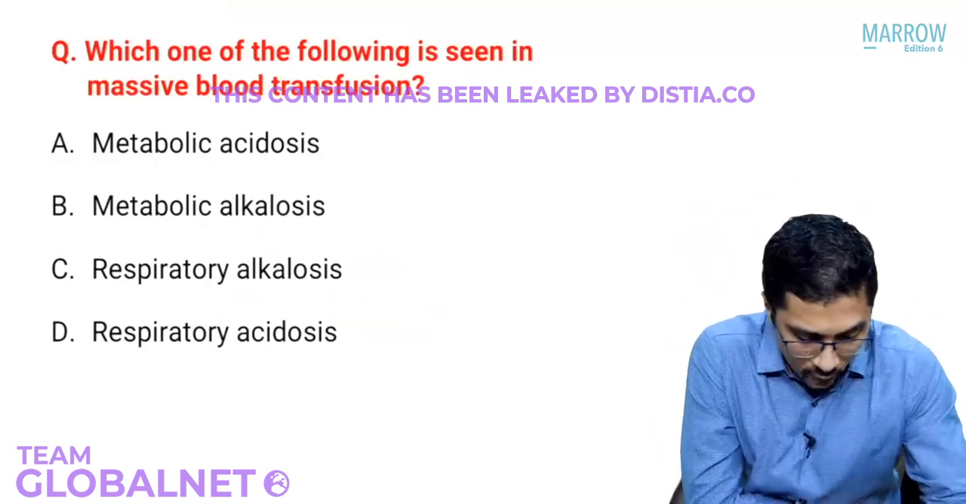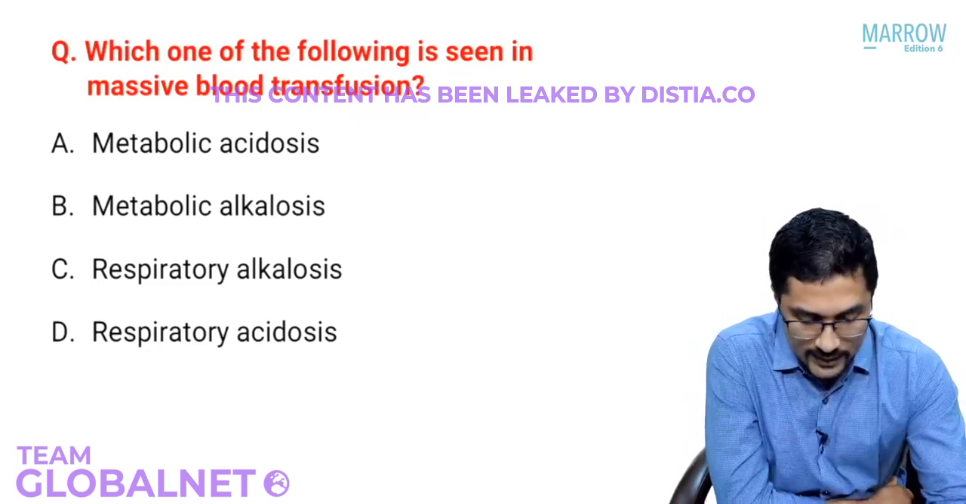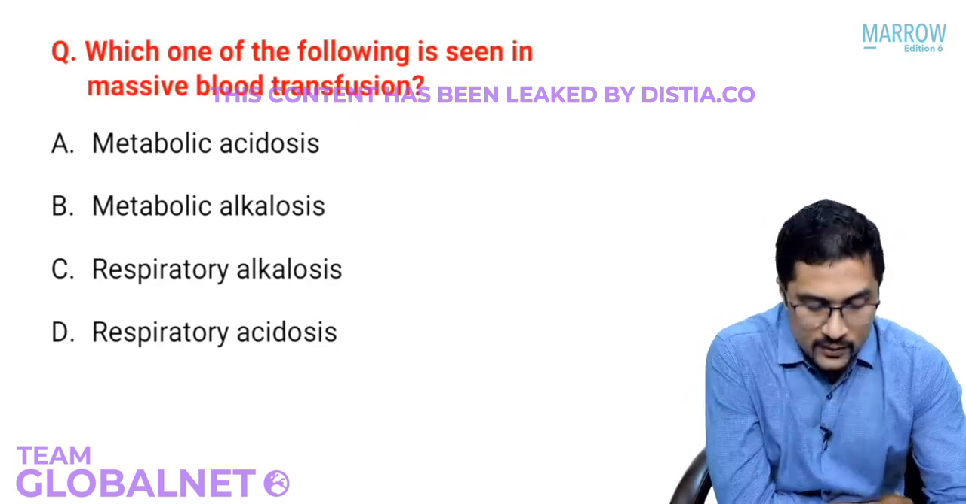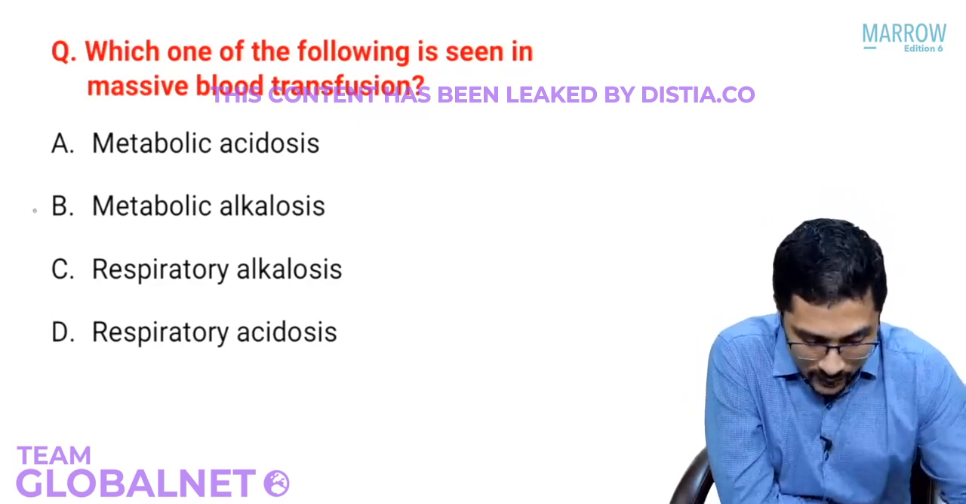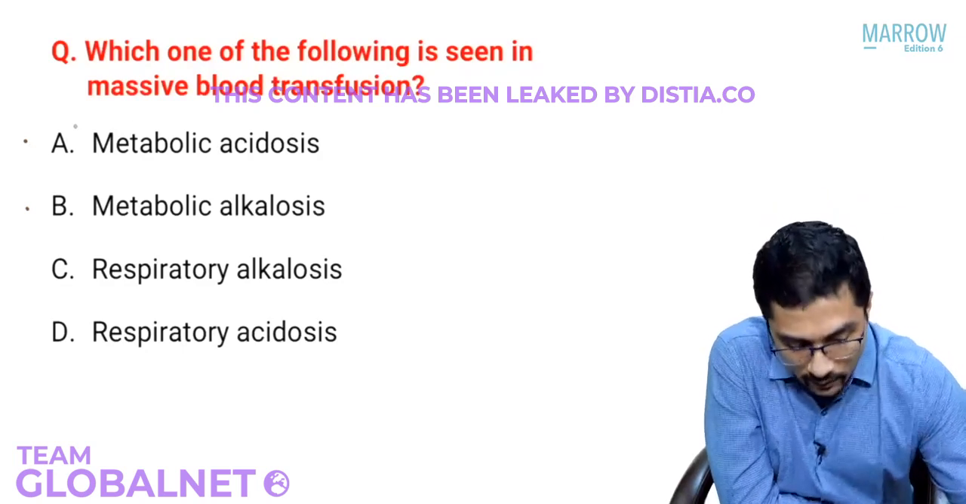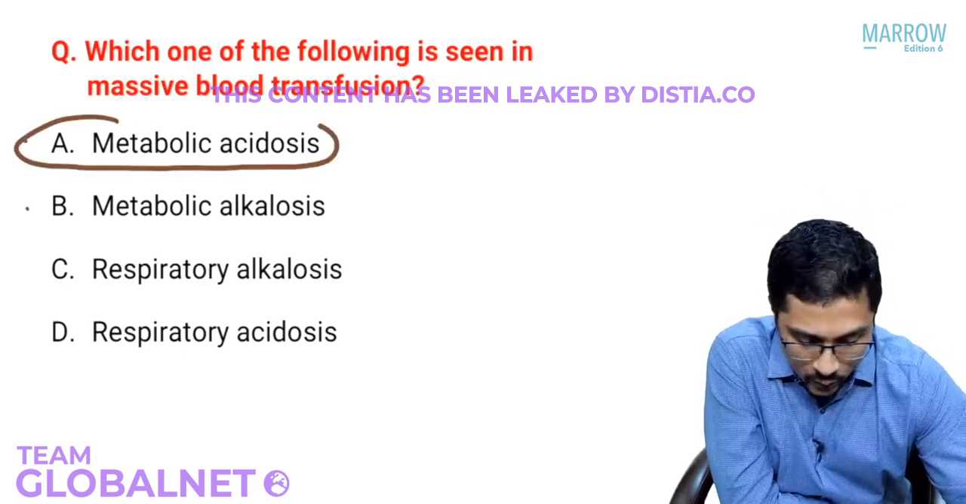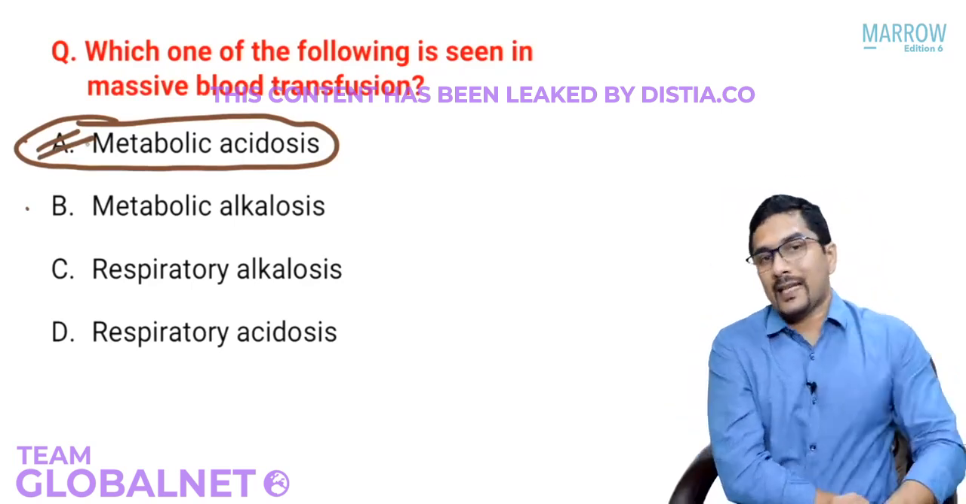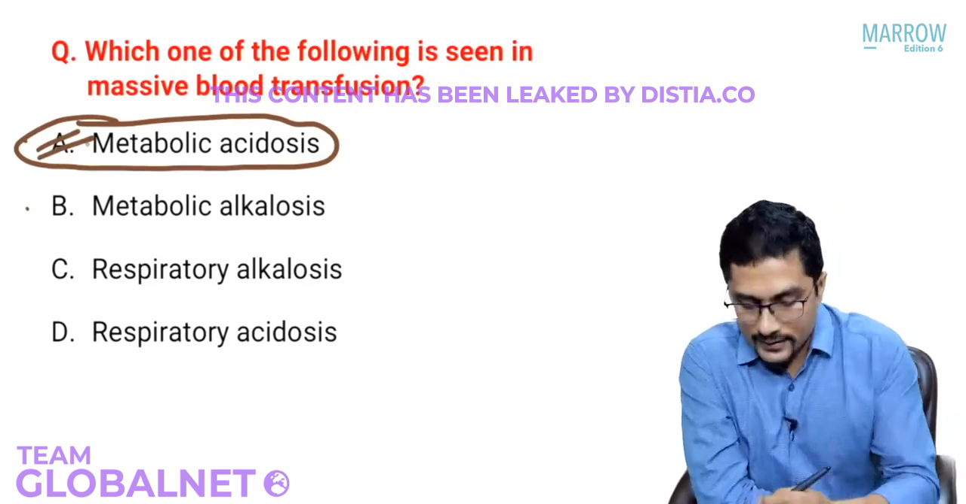So which one of the following is seen in massive blood transfusion? Now, I've told you that both metabolic alkalosis and acidosis can be seen, but what is more important and more common is metabolic acidosis. So if you're given a question like this, you will choose metabolic acidosis.